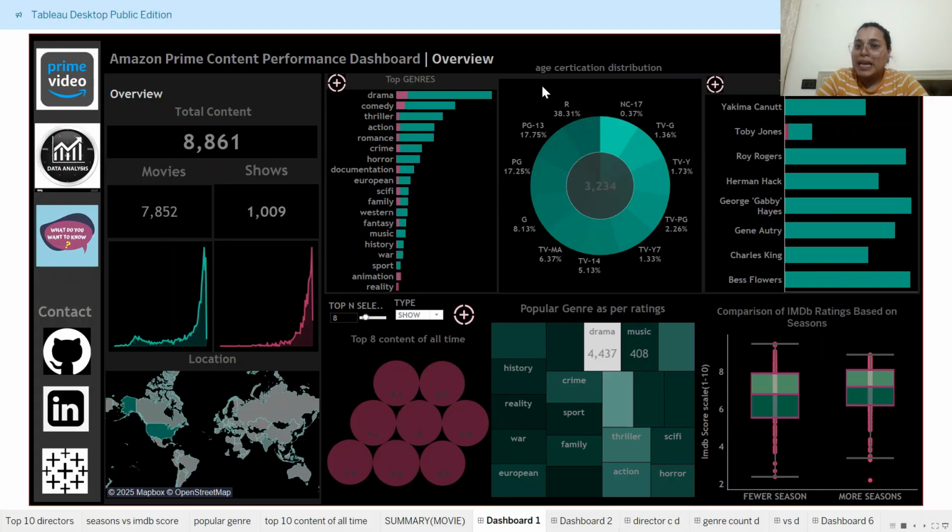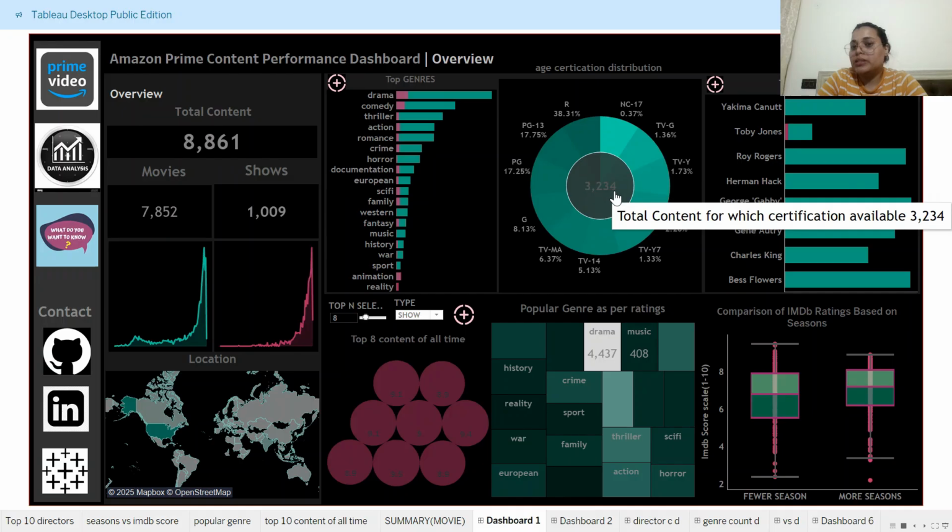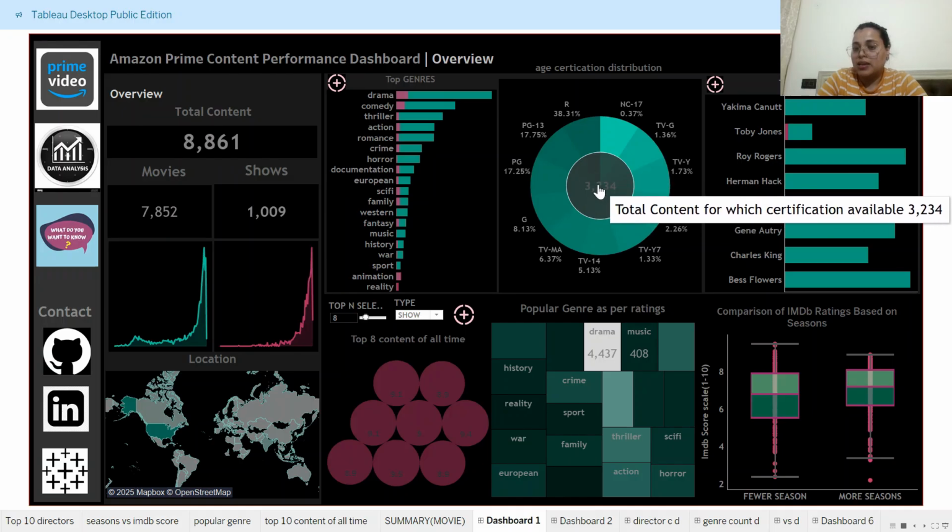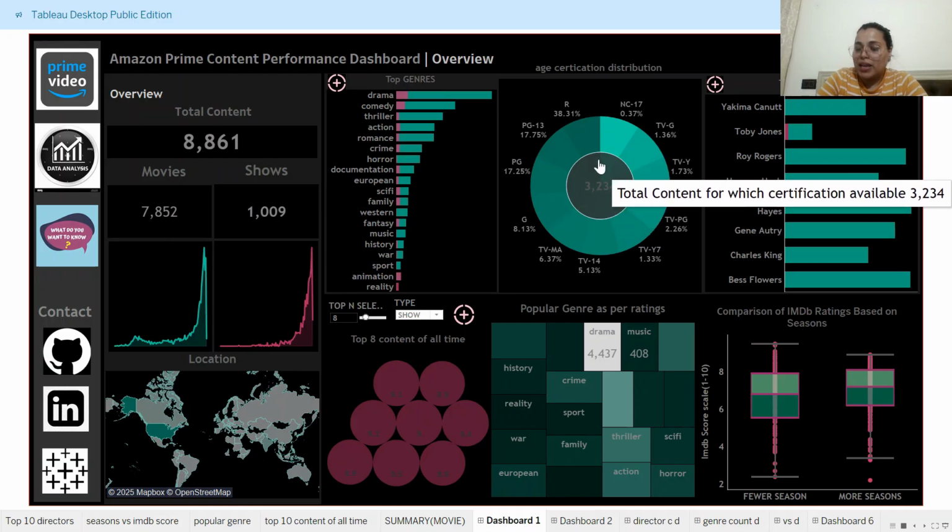If we talk about the A certification distribution, R rated content is more likable, higher than other content. Also, we can see we have total content of 8,861, but the content that has a certification available is 3,234. That is less. So basically we are missing some values over here.